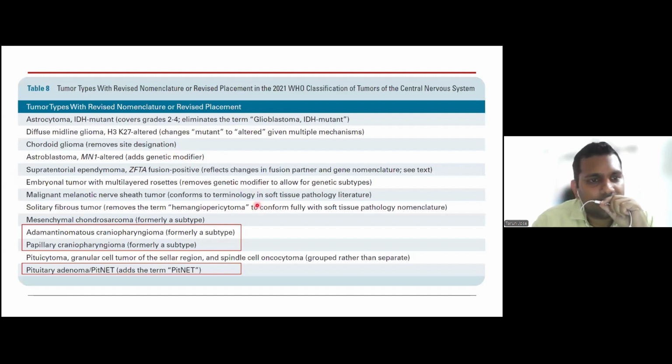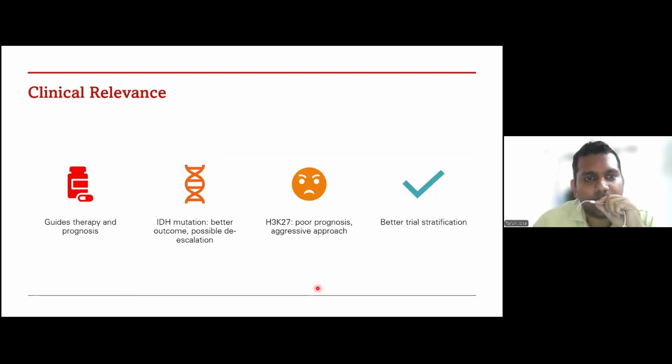For the sellar tumors, previously the adamantinomatous craniopharyngioma and papillary craniopharyngioma were subdivided, and now they are made into the main section itself. Then pituitary adenoma or PitNET is another terminology that is added, and it is mainly due to compliance issues with insurance in the US.